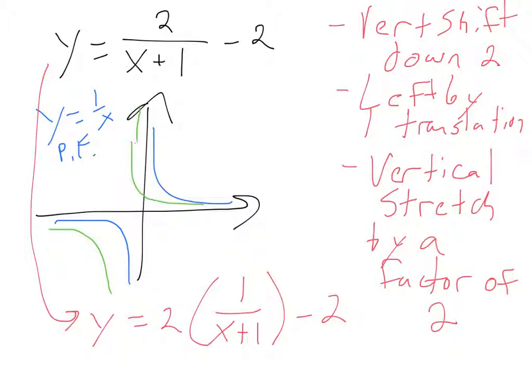So it's going to be steeper, everything's getting pushed up, right? Steeper. And then lastly, it's going to be a vertical shift down by 2. So take that and push it down by 2. So it's going to look like this.